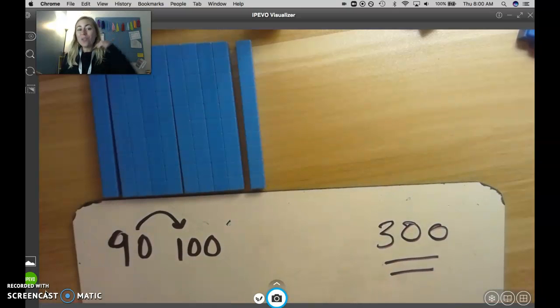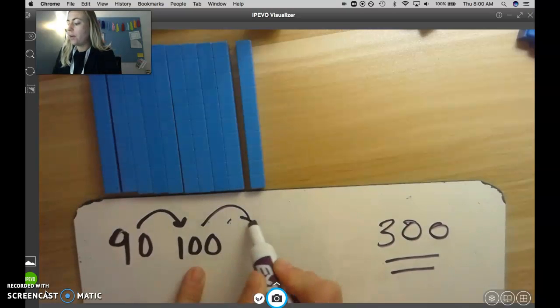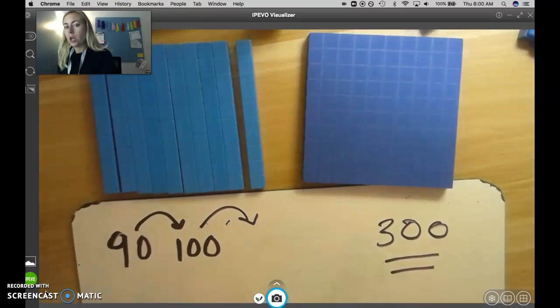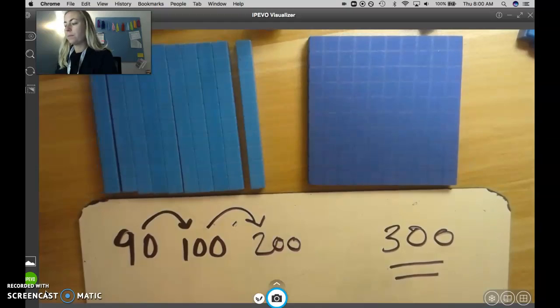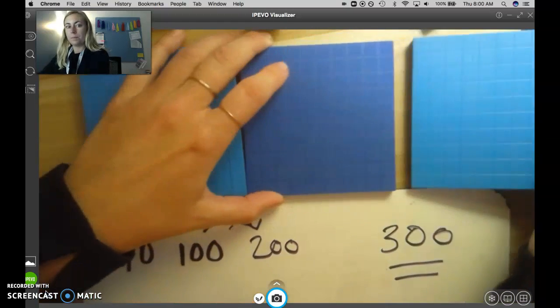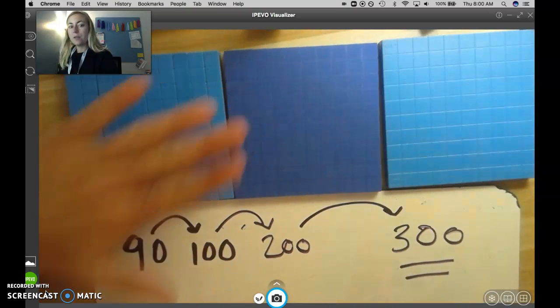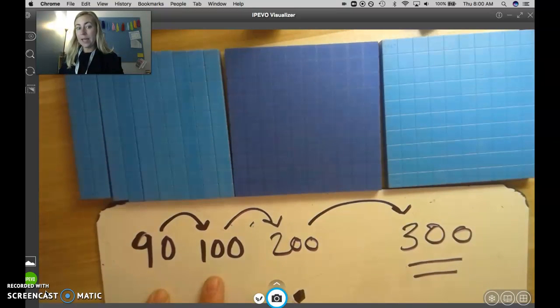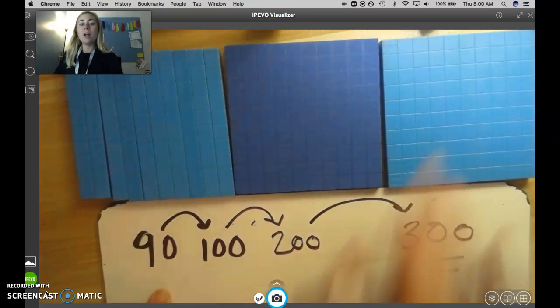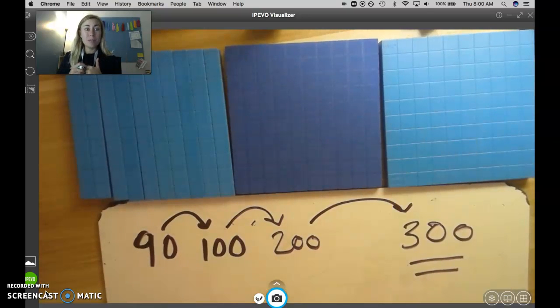So I know that the fastest way to count is by hundreds. So 100, 200, 300. I counted first by tens, and then I switched to counting by hundreds. It was faster for me to count by hundreds because they're a bigger number.